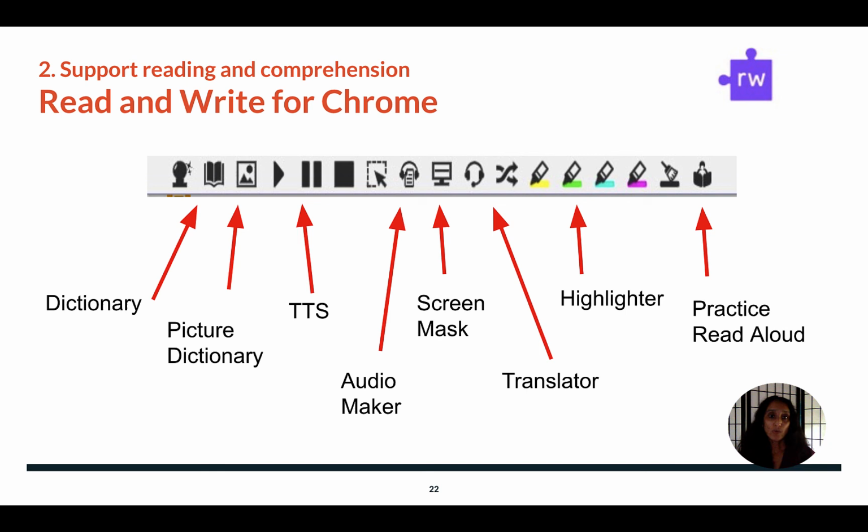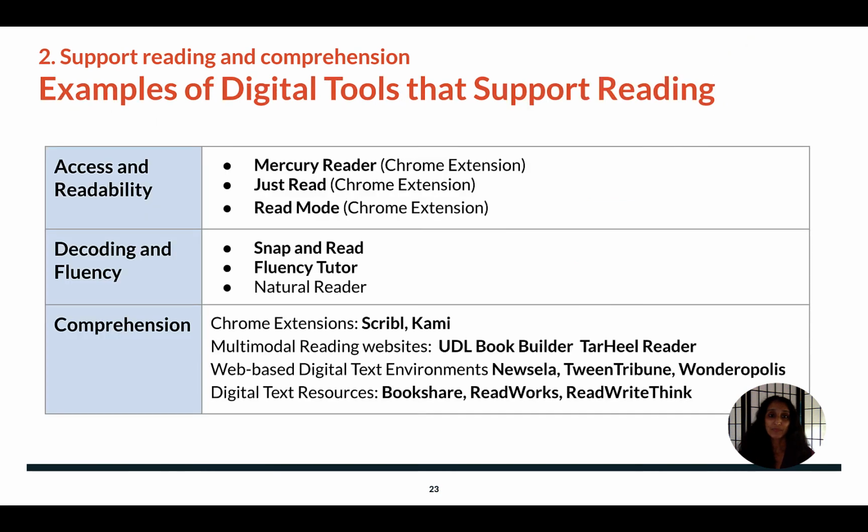Read and Write for Chrome is one example of a browser extension that adds several digital text features to the browser. It has features like text-to-speech, highlighters, and dictionaries, among many other things. Here are some more examples of extensions that support reading. All of these are different tools that have various literacy supports built in.